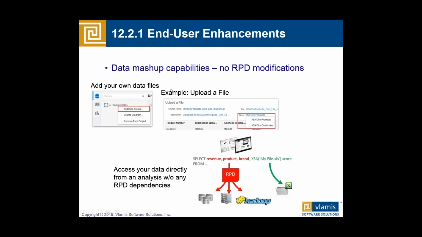So one of the things also, there is a data mashup capability. If you haven't been following some of the detailed news from Oracle, this was available in BI Cloud Services, has been for a while now, but now it comes to OBIEE in the 12C release. You can add your own data file.